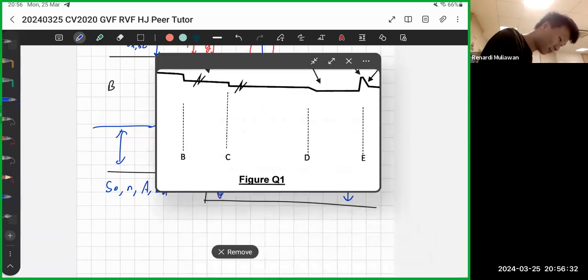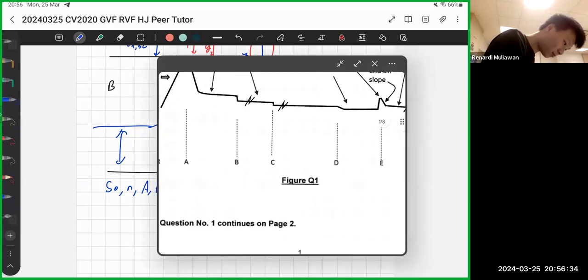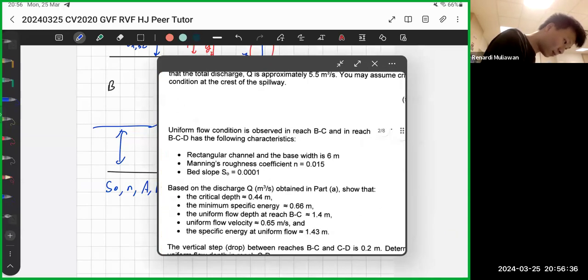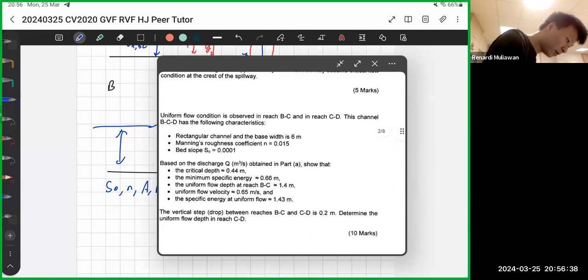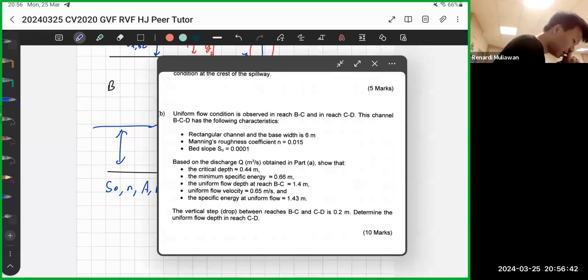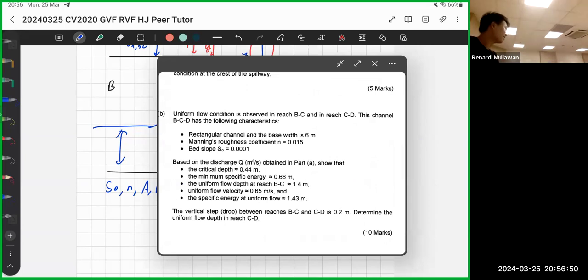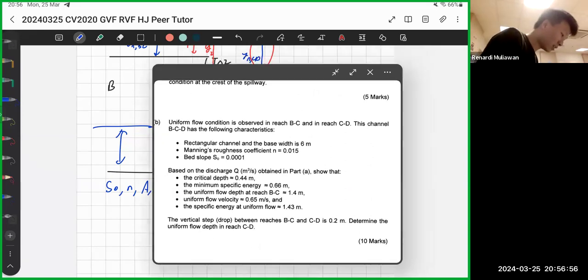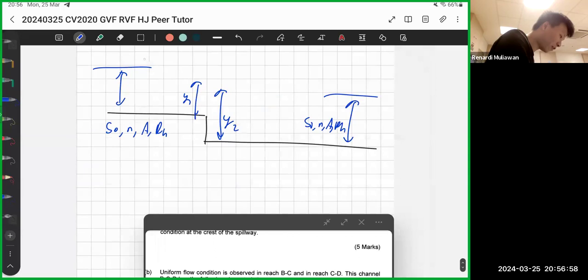I'll go back to the question. Read part B. Uniform flow condition is observed in reach BC and CD. This channel BCD has the following characteristics. So BC and CD have the same properties, so the normal depth should be the same, even though there's a depression. If you draw the water profile, it should look like this.